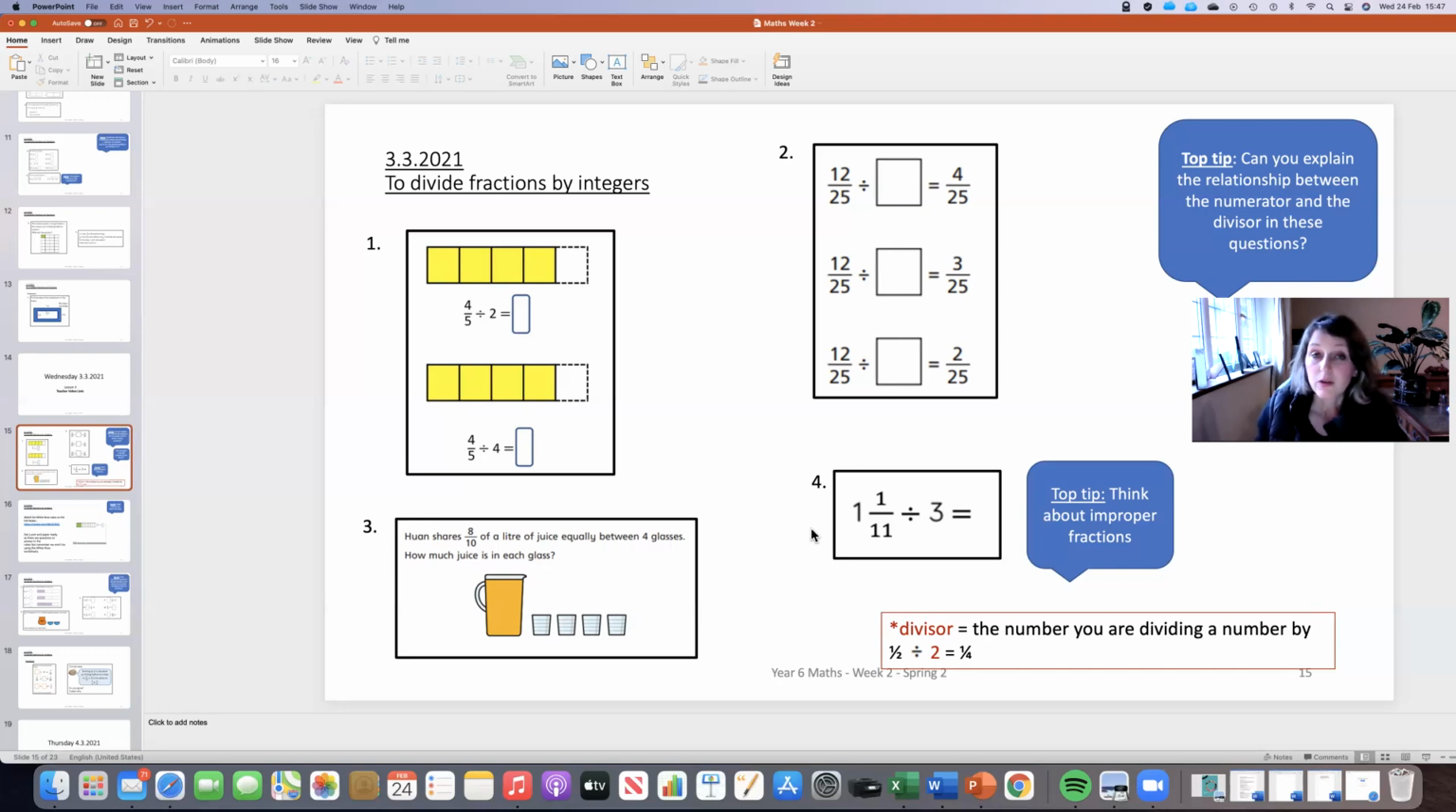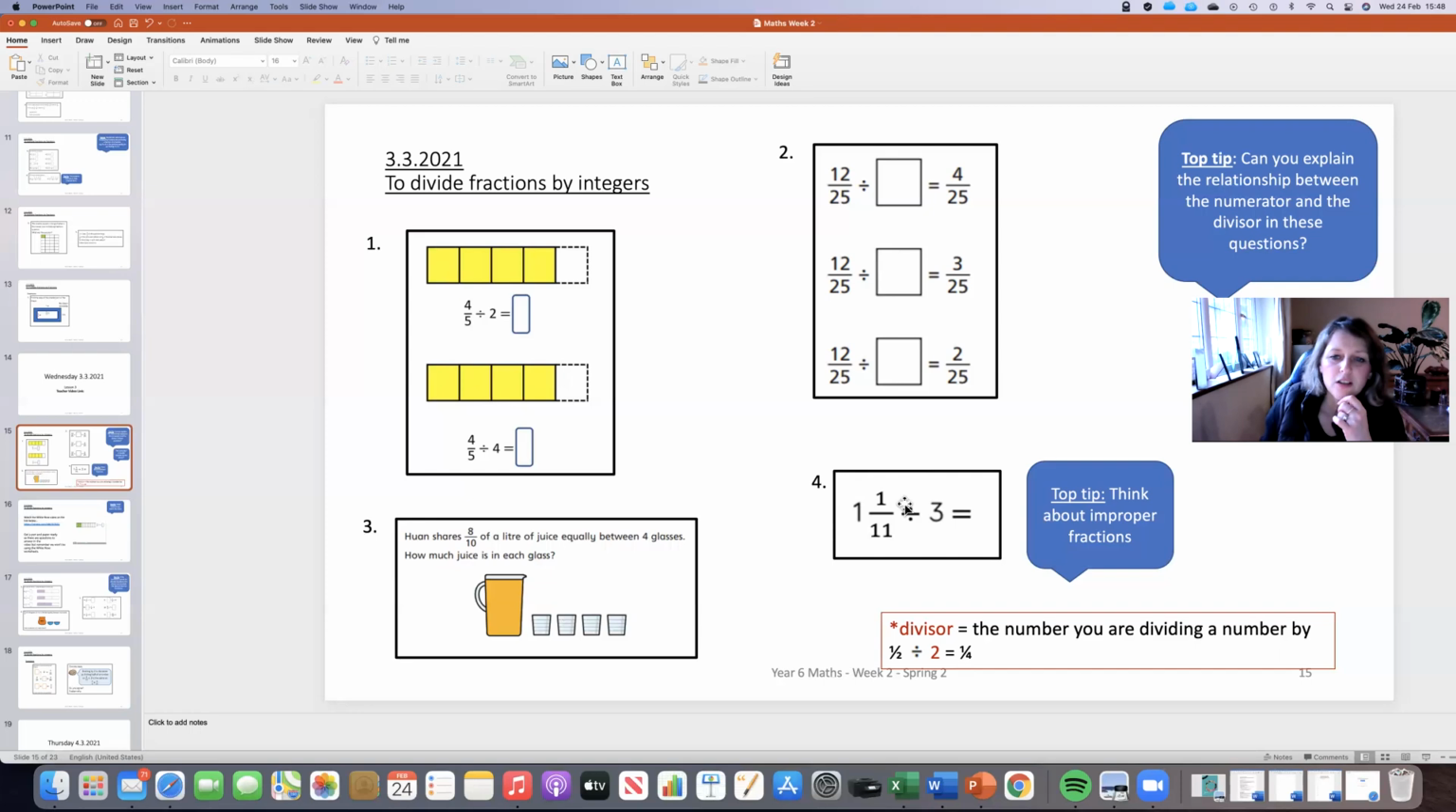Question 4, doing exactly the same, but let's look at this in terms of a mixed number, 1 and 1/11. Well, look at this. I can't do that in its current form, can I? So what do I need to do? Let's have a think. What do you think I need to do?